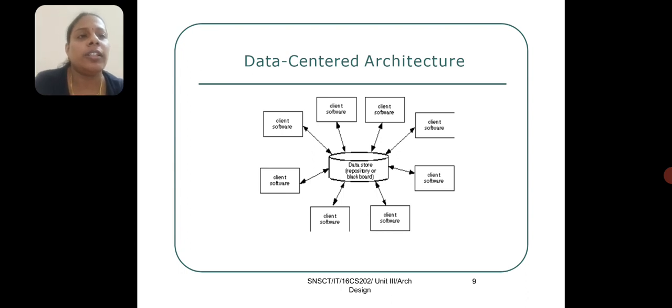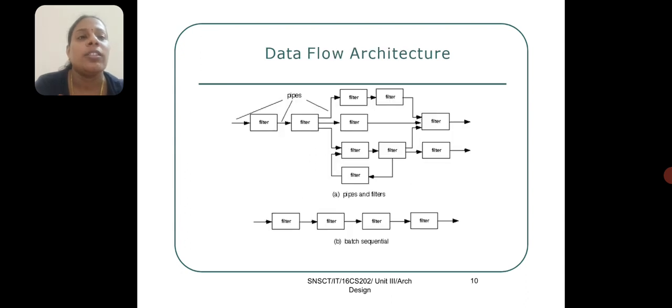So data-centered architecture means it should be connected with various types of client software. The central store should be in a data center. In data flow architecture there are various types of filters, or pipes and filters. It just makes some flow to reach the data.